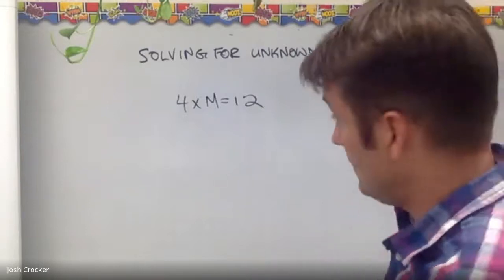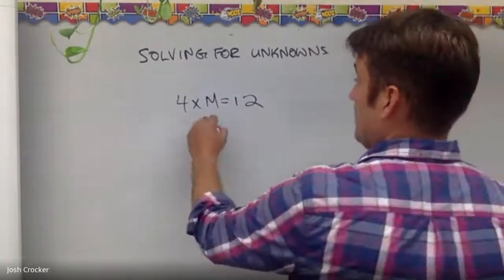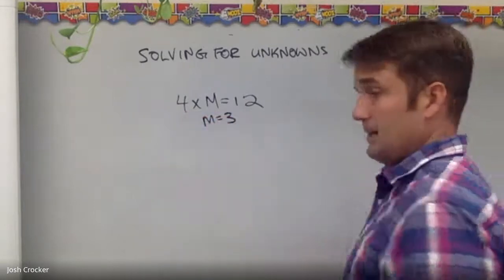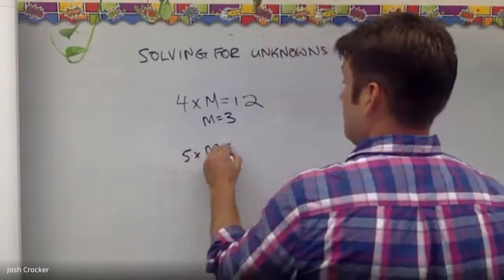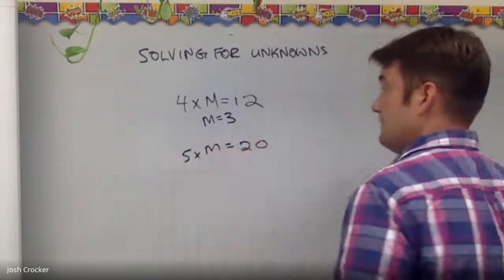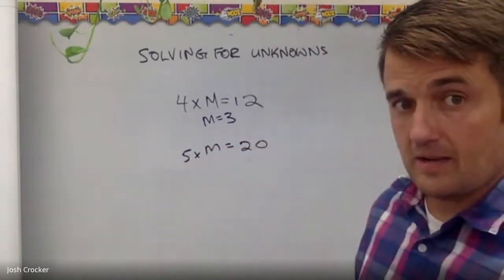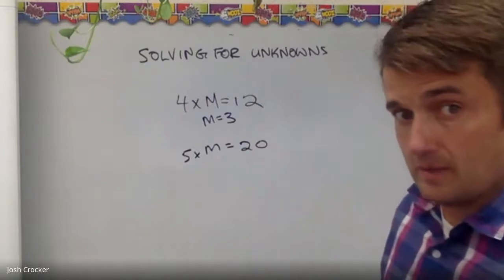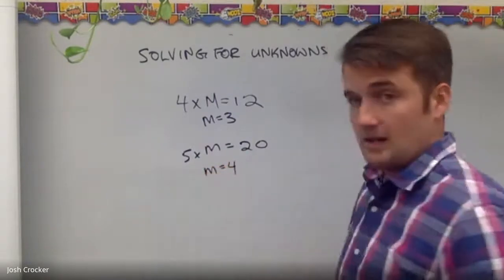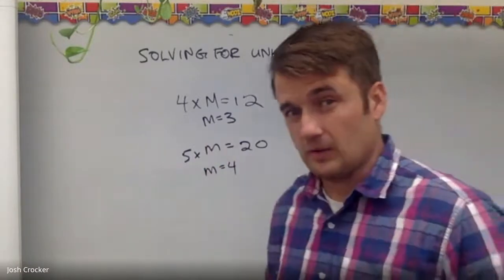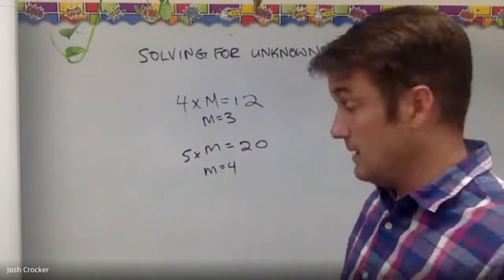So in this equation, we know that m equals 3, but in the very next equation, it might be something like that, okay? And so we just have to think, well, 5 times what would make 20? 5 times 4. So m could equal 4 in the very next problem, okay? And that's why they're called variables or unknowns, okay?